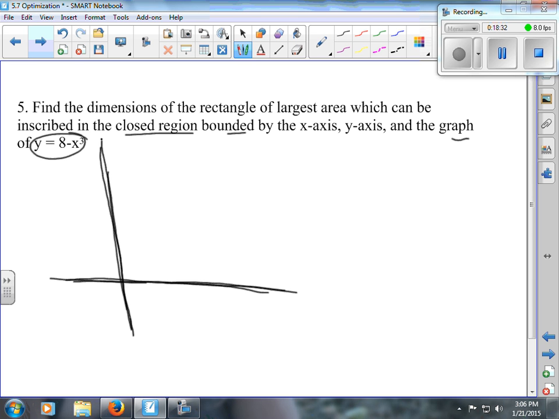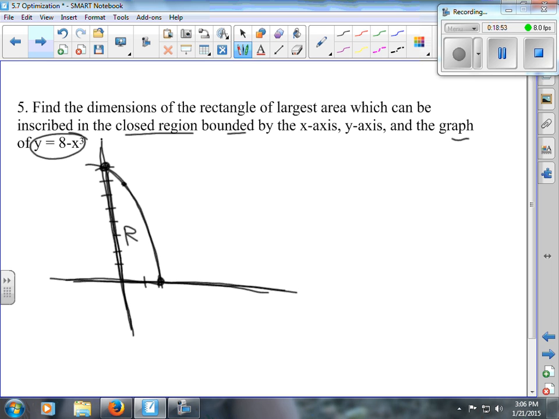Okay, so if x is 0, y is 8, and if x is 2, y is 0. If x is 1, y is 7. This is a cubic function flipped upside down. Okay, and so you can see here's my region right here, R.